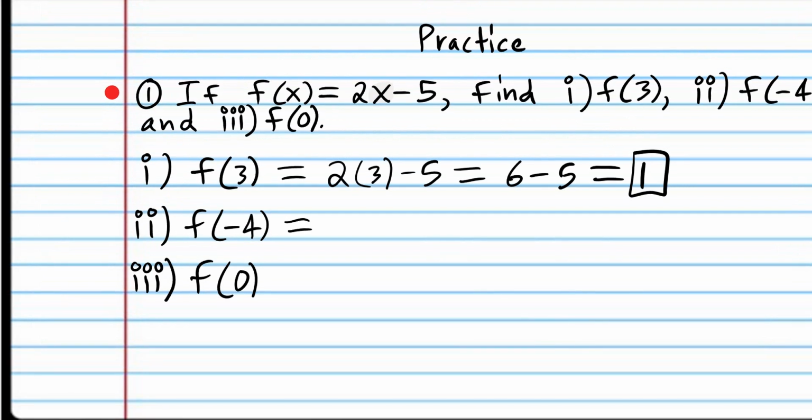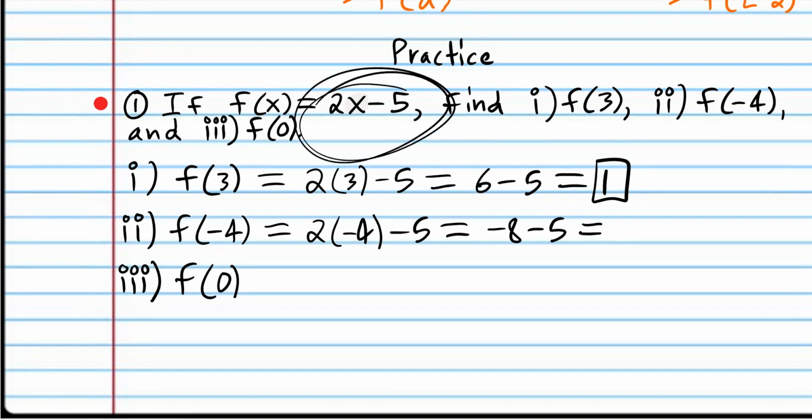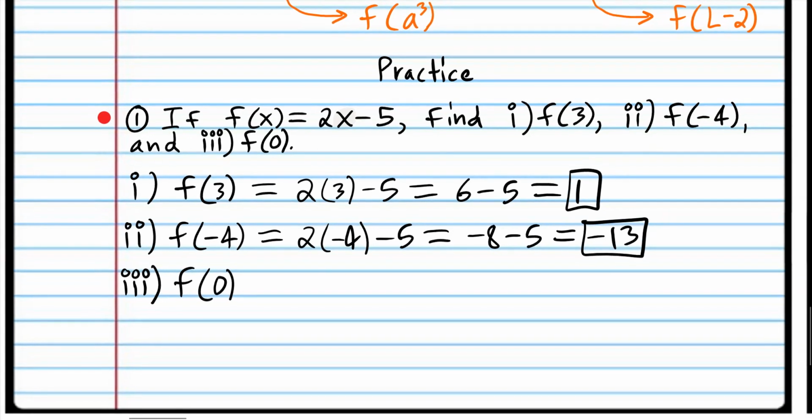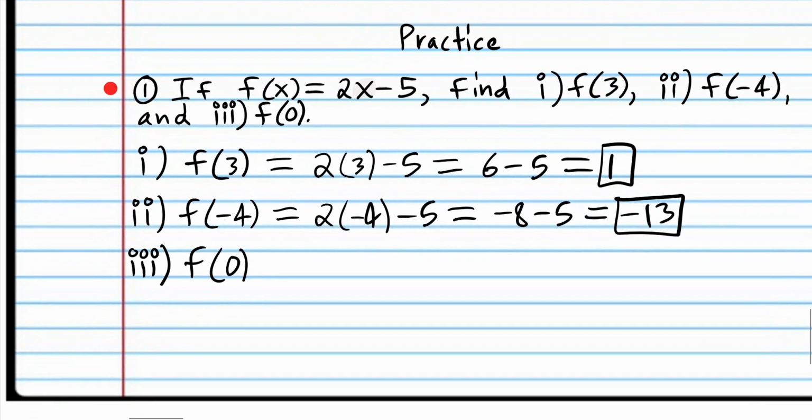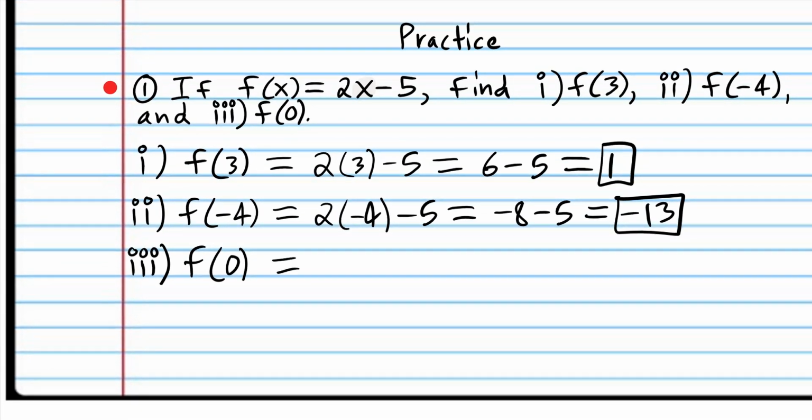So let's try to find f of negative 4. If the input of this function up here is negative 4, then the output is negative 13. So that's all that means. And let's find f of 0. So if the input is 0, the output is negative 5.